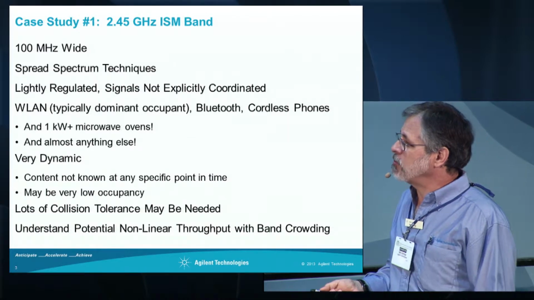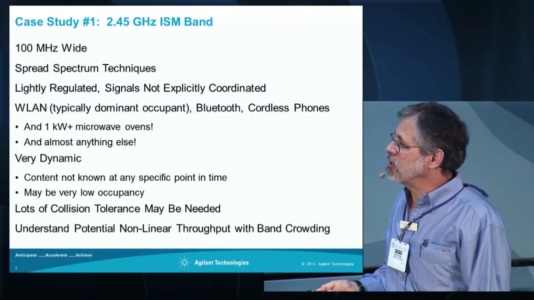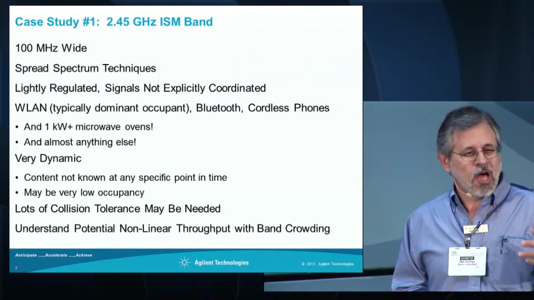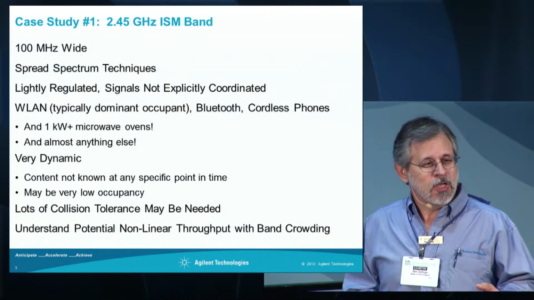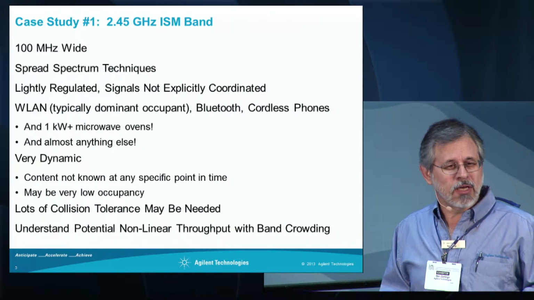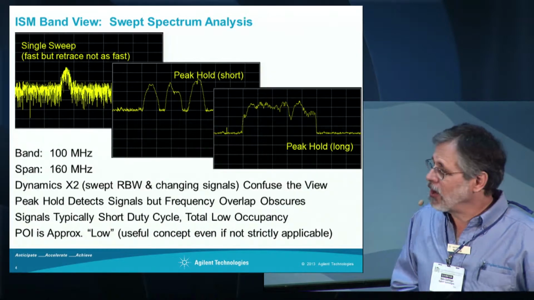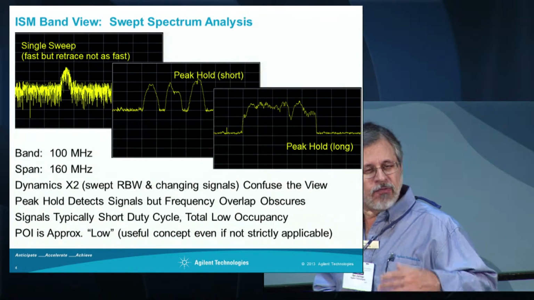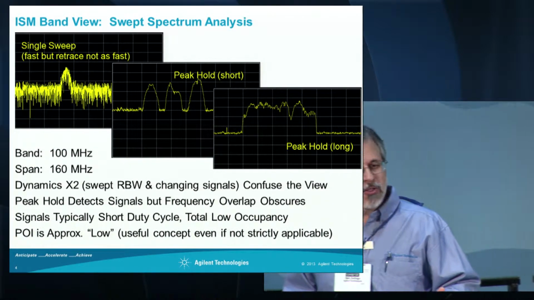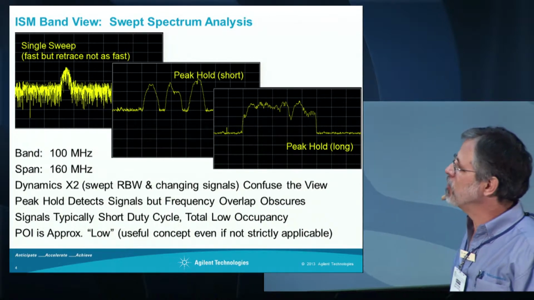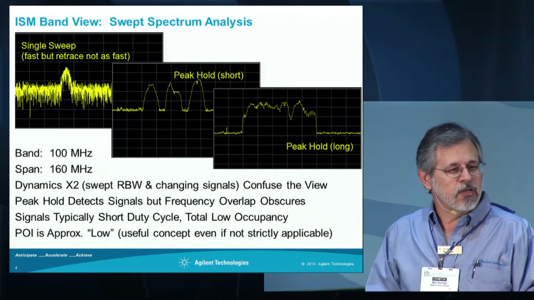It's very dynamic because of the lack of programming and sharing, so the content of this is not known at any particular point in time. So in that sense, it qualifies as a container of agile and elusive signals. And if you try to measure this with a swept spectrum analyzer, the traditional tool, the one you're most familiar with, there are some significant difficulties.